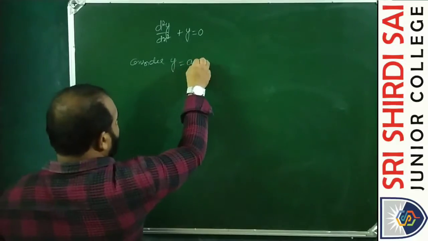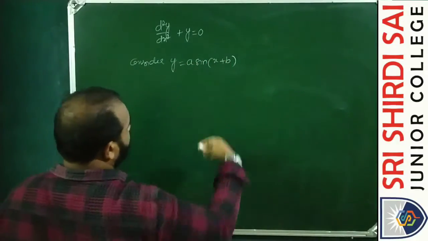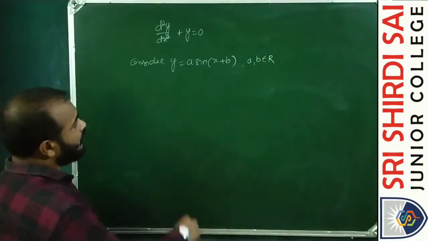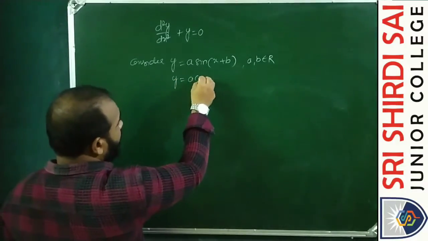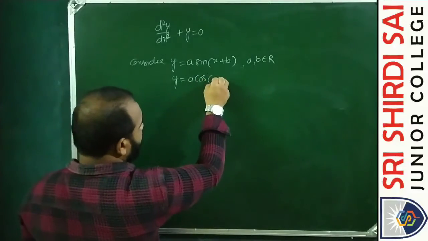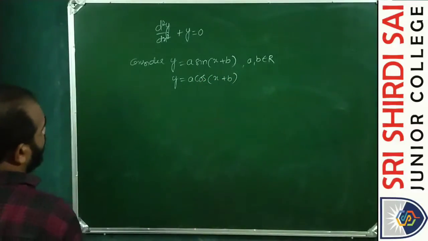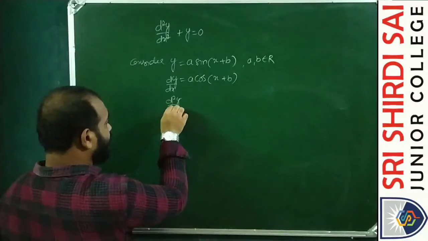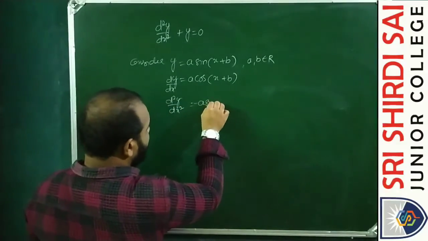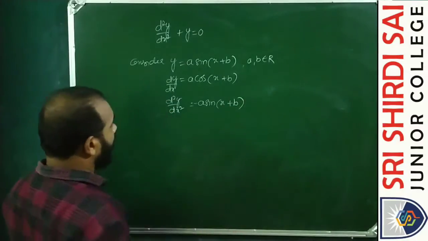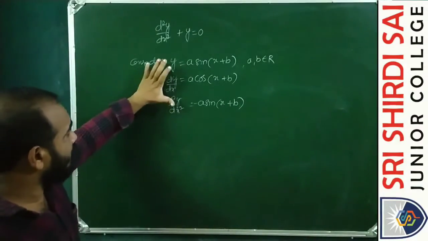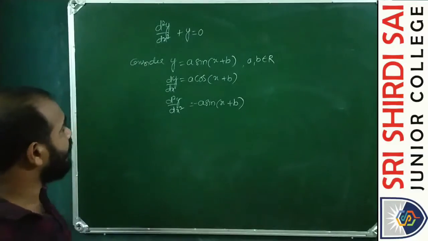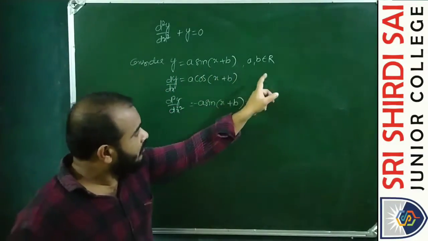Y equals a sine x plus b, where a, b are any real numbers. Now if you differentiate it, y equals a sine x plus b, the derivative is a cos x plus b. This is dy by dx, and d square y by dx square is a minus sine x plus b. If you substitute these values of y, dy by dx, d square y by dx square in the given equation, then it is satisfied.